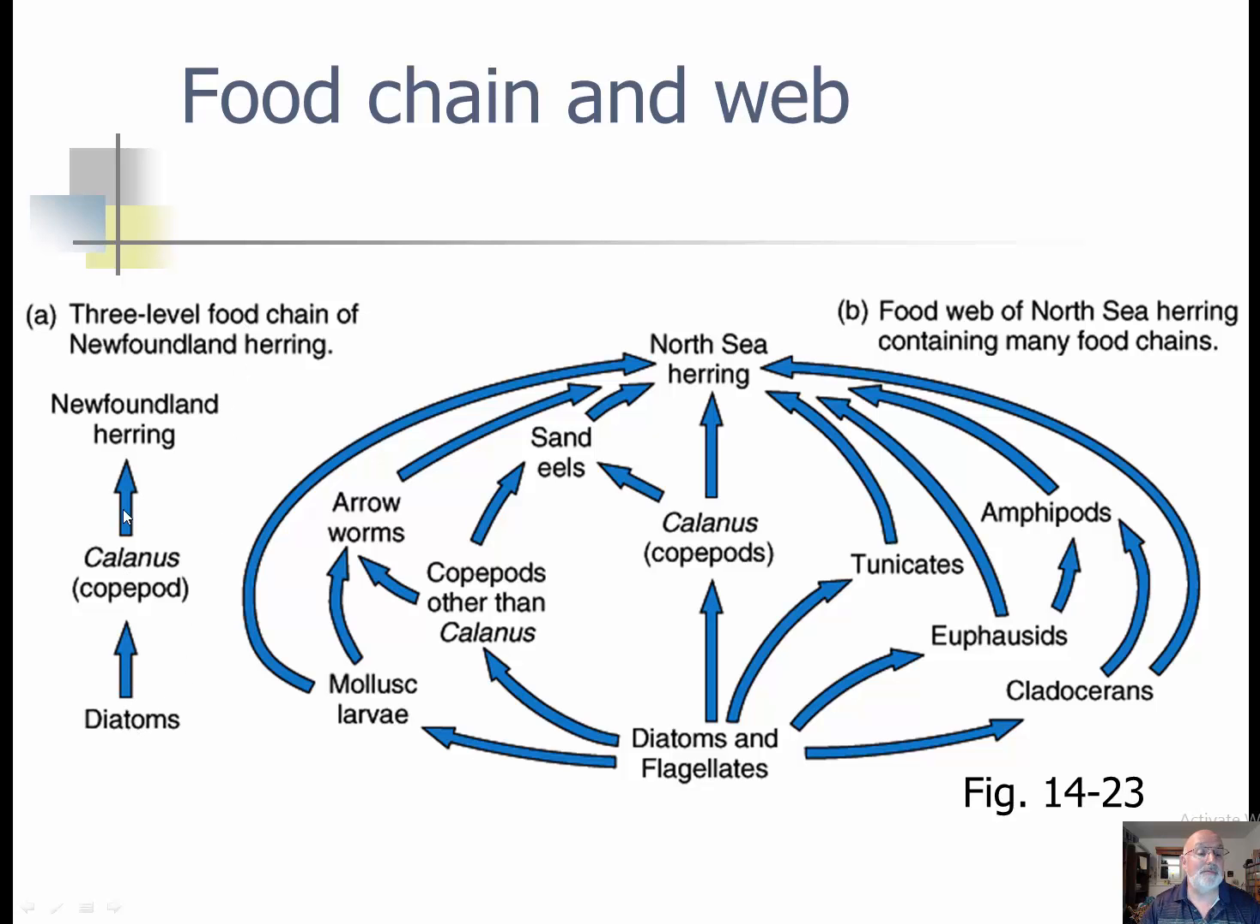So you have diatoms, and then you have copepods, then you have herring. So this is a 3-level food chain, 1 to 2 to 3. It could also be a 1 to 2 to 3 to 4. And every time we increase that level, we lose more and more energy. The herring would be much better eating the diatoms and flagellates rather than actually trying to eat all these larger creatures. But that's what a herring likes to eat.